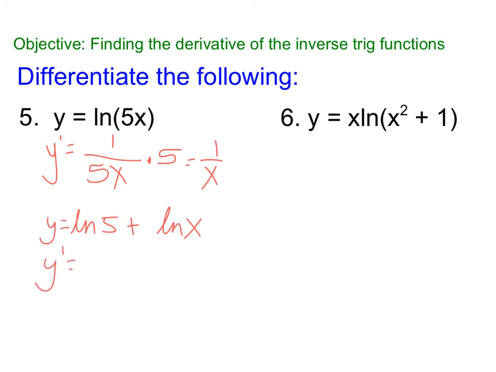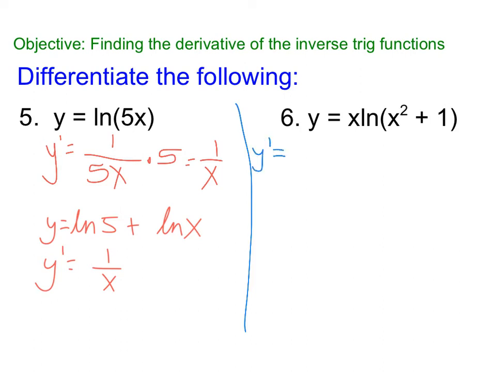What's the derivative of ln of 5? Ln of 5 is a constant number, so it's just 0. So that's why we get 1 over x. All right, 6. Not so nice. You can't simplify the ln of x squared plus 1. You just got to go through the motions.